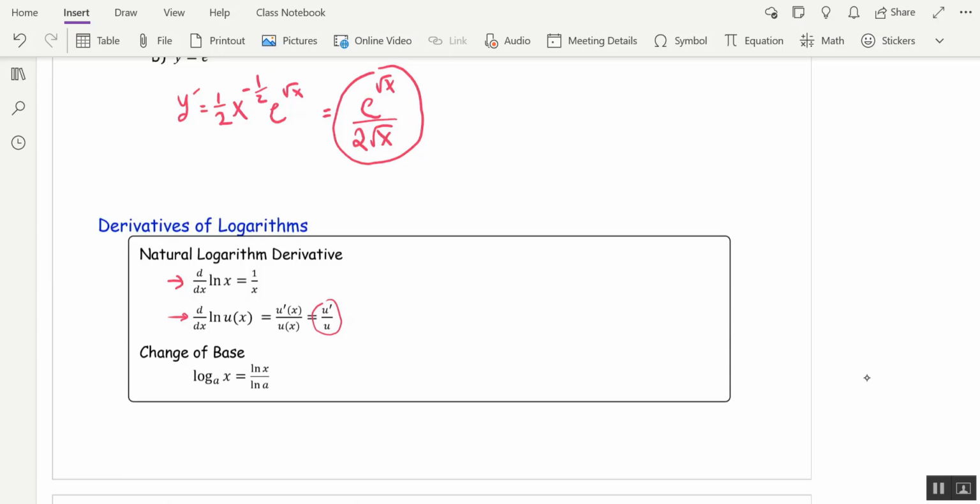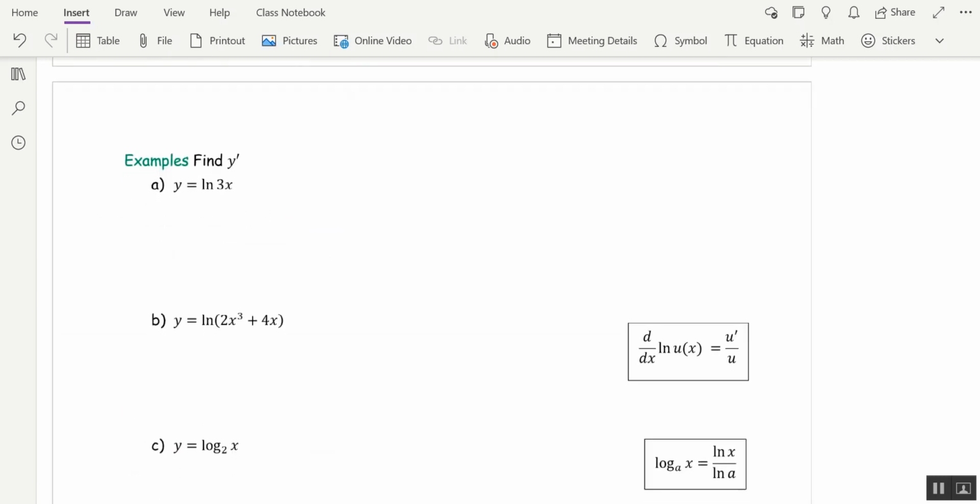If you have to take the derivative of a log with a different base, ln is base e. So if you have to take the derivative of maybe something with log base 2, you're going to change it to natural log using this formula. And we'll do examples of all of these. Okay, derivative of ln 3x. So y prime is u prime over u. u is 3x. So 3 over 3x.